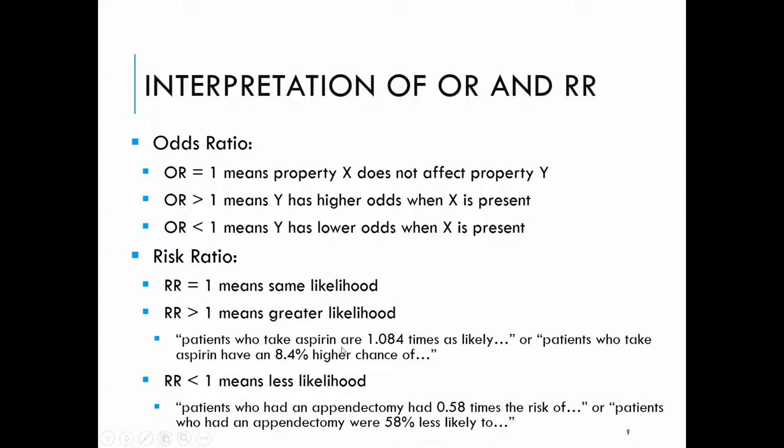First, patients who take aspirin are 1.084 times as likely as other patients to have some property. Another way of saying this is patients who take aspirin have an 8.4% higher chance of some property than patients who do not take aspirin. On the other hand, if the risk ratio is less than 1, this means there is a lesser likelihood of that property occurring. For example, patients who had an appendectomy had 0.58 times the risk of some property than patients who didn't, or patients who had an appendectomy were 58% less likely to have some property than patients who didn't.